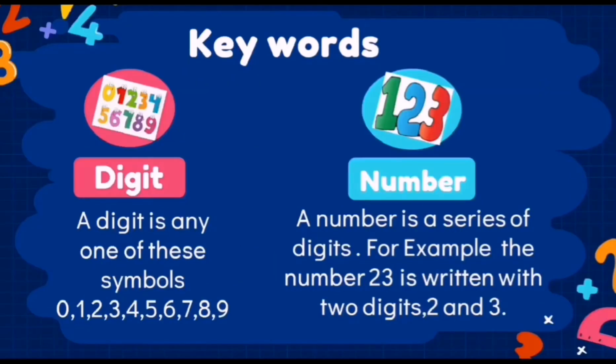So here are some keywords, and the keywords are digit and number. Let me explain the difference between digit and number. A digit is any one of these symbols from 0 to 9, and a number is a series of digits. For example, the number 23 is written with two digits, 2 and 3.